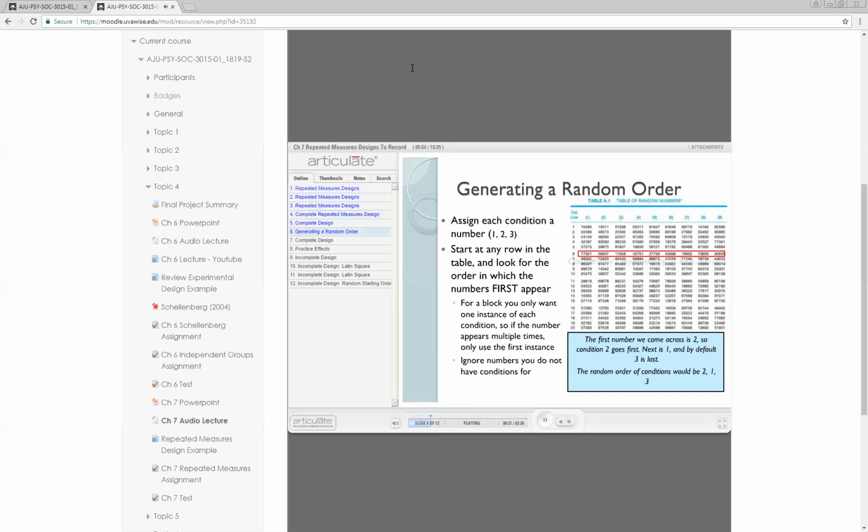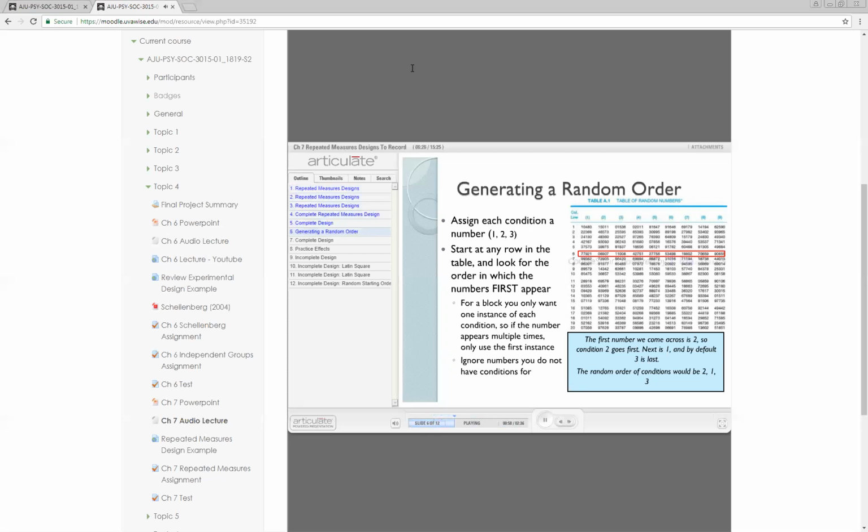So let's say we're doing human faces, animal faces, and objects. We'll say human faces is 1, animal faces is 2, objects is 3. Once we've assigned our conditions to a number, we're going to go to page 443 and look at our table of random numbers. Now again, the point is that this is random, so you can start at any row. I think it's easiest to go across the rows, but you can also go down the column. But start at any row, and you're going to look for which of your numbers indicating a condition appears first.